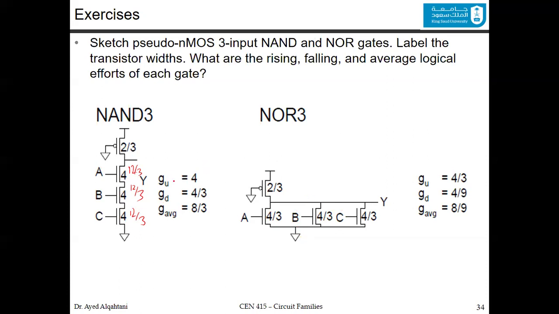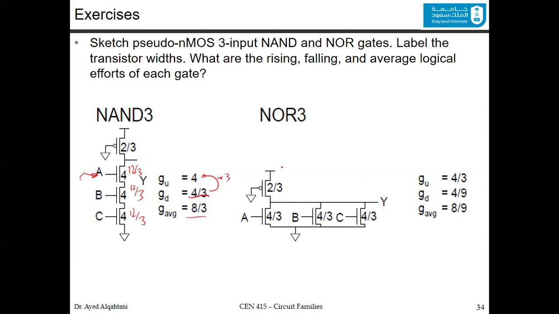Now, how to get the logical effort? You find the logical effort for one of the inputs, for example, this one. So it is 12/3 over 3, or you can just say 4/3, which is this one, and you multiply it by 3 to get this one, which is the one in the pull-up network. You can get the averages.